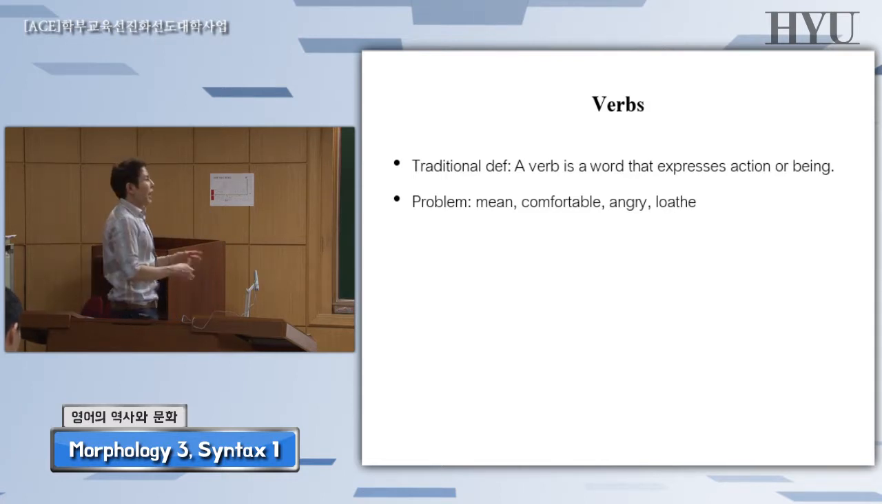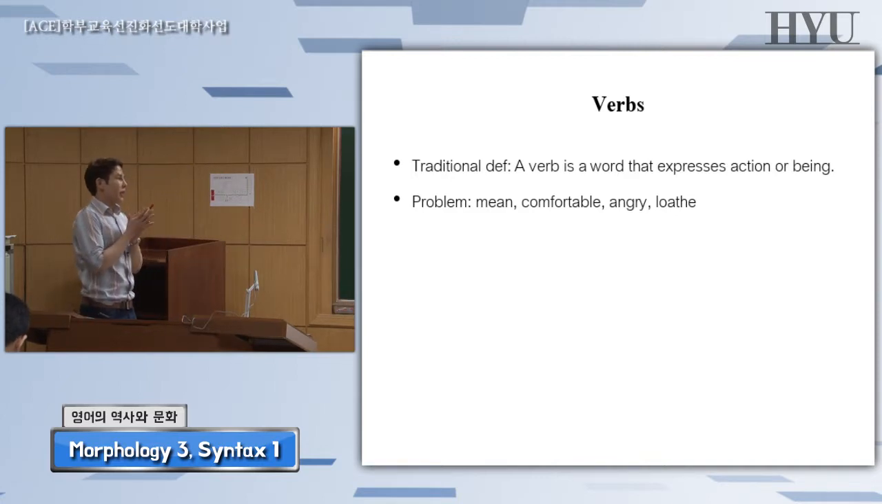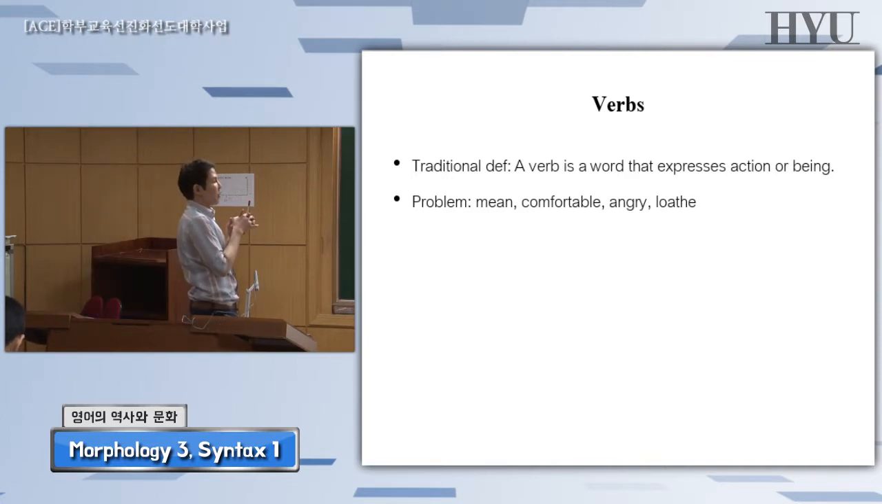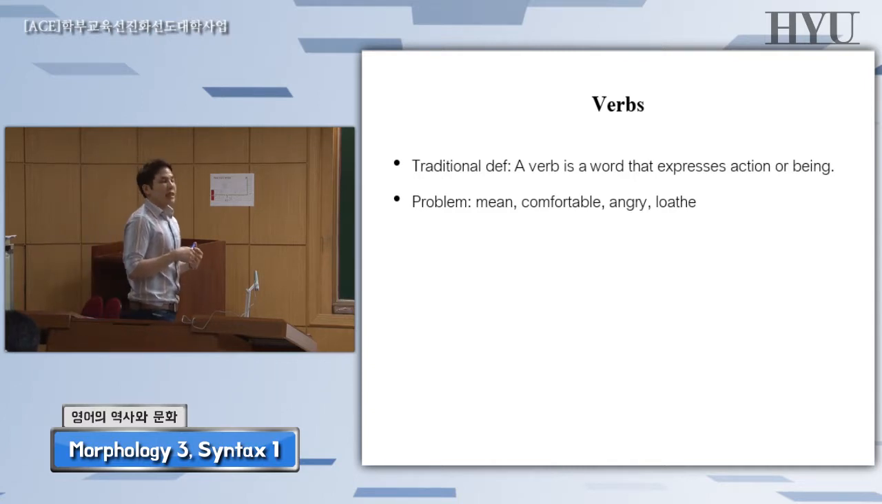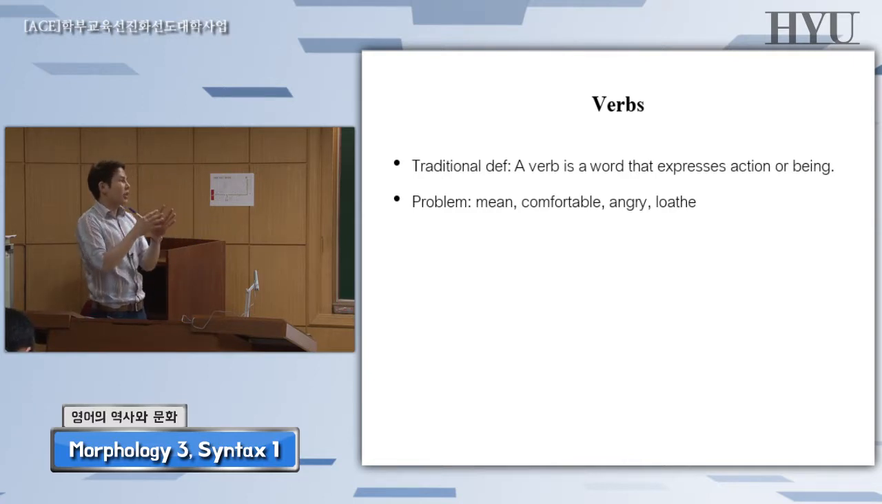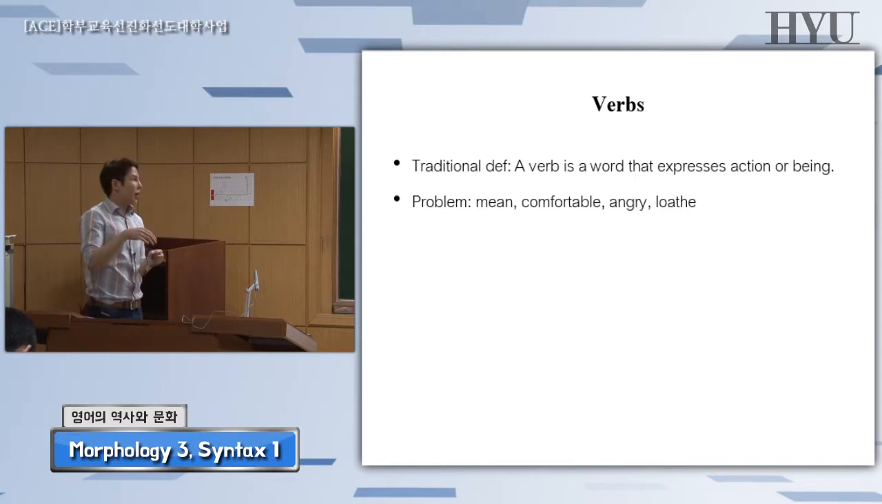Okay? Now let's look at verbs. The traditional definition of verbs is that a verb is a word that expresses action or being, right? Action is like having some dynamic quality to it, and being, the state of being, right?